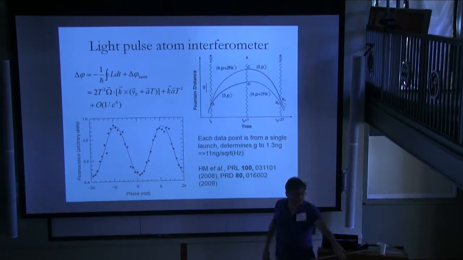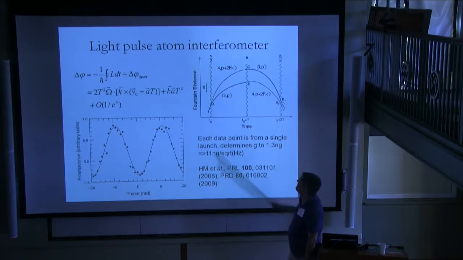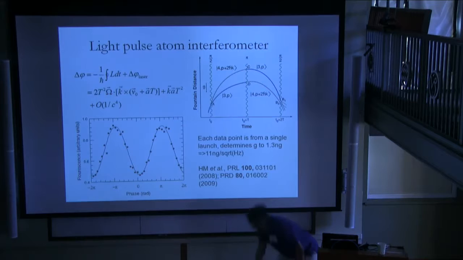with more laser pulses. So that creates the atom, that brings the atom into a superposition of two states which separate vertically. More laser pulses recombine these two paths, and interference happens. When the interference happens, the probability to detect the atom is given by the cosine of the phase difference.